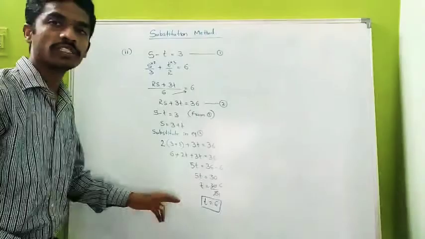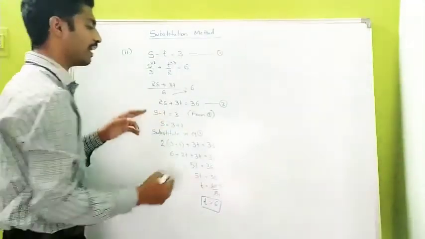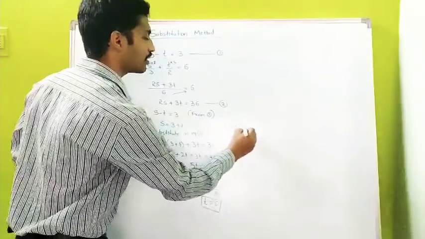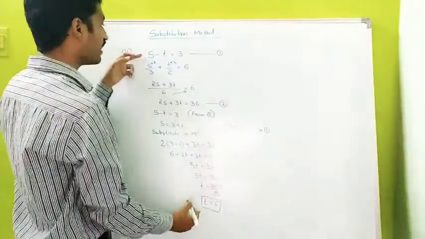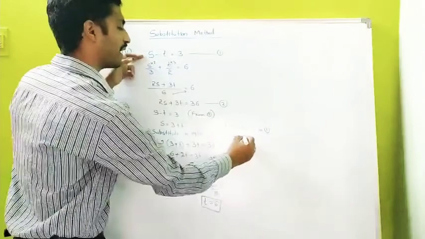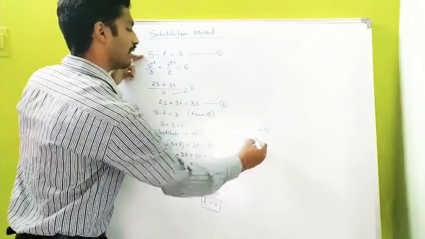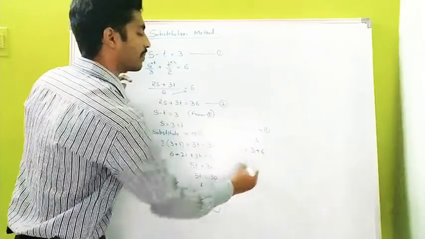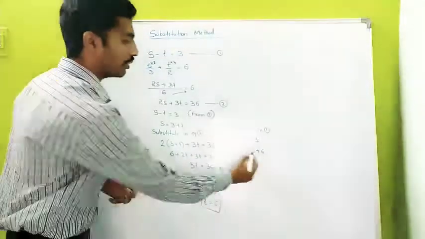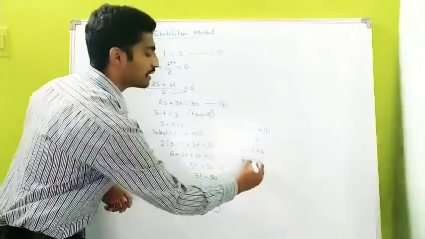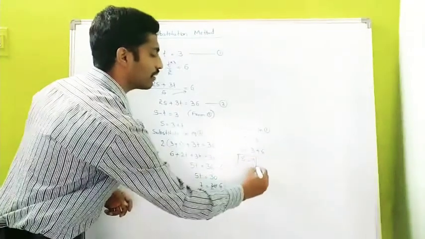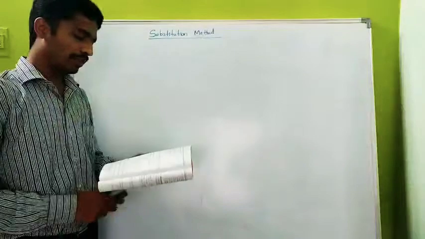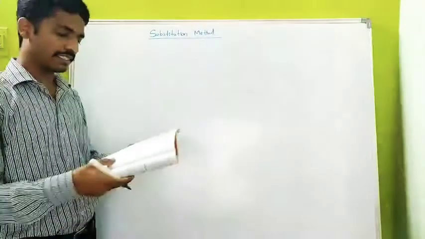Okay, so now this t value, substitute in any one equation. So substitute in the first equation. t equal to 6. So s minus 6 equal to 3. So then s equal to 3. If I take 6 to right side, it becomes plus. So s equal to 3 plus 6, 9. So s equal to 9, t equal to 6. This is our solution. The rest of the problems are for your practice.